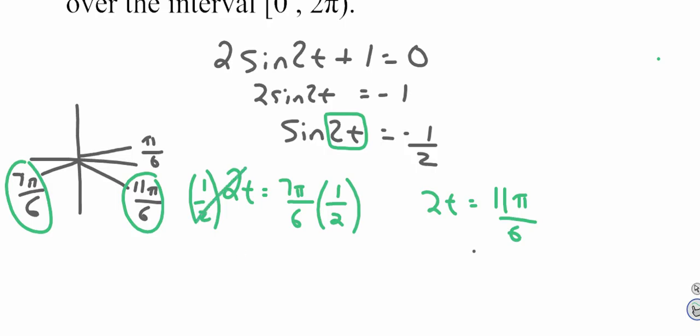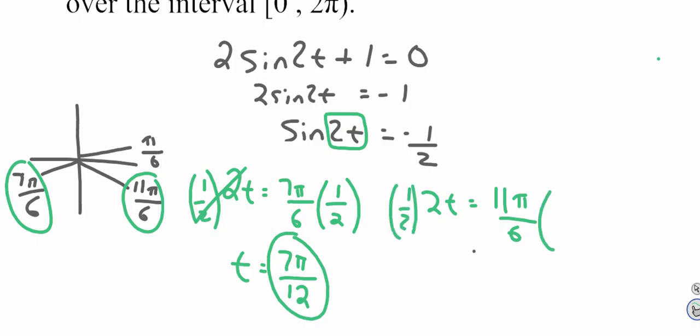So there we go, the 2's are gone. We're going to multiply across. 7 pi times 1 is 7 pi, and 6 times 2 is 12. So here's one of our answers. Then we're going to do the same thing over here. We're going to go ahead and multiply both sides by 1/2. Does the same thing as dividing by 2. Get rid of the 2's, and then we're going to multiply across. 11 pi times 1 and 6 times 2. So here are our two answers.